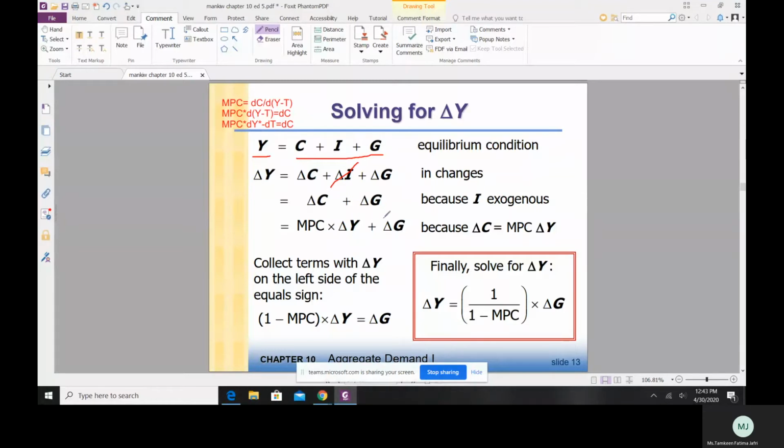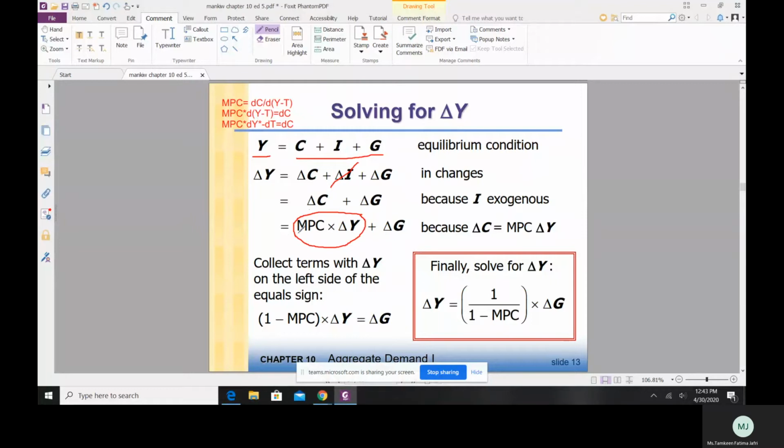अच्छा, now change in C can be rewritten as follows. So change in C is equal to MPC times the change in Y. Now why have I done this? So change in C is equal to MPC times change in Y.